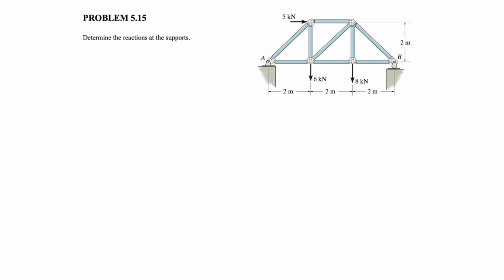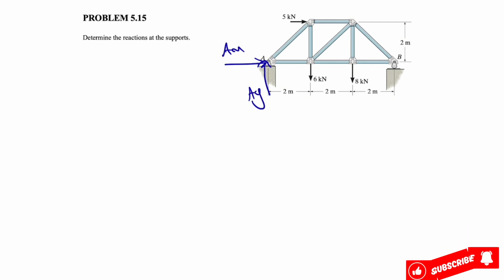So we're gonna start with the reactions at the 2 supports that we have. We have a pin at point A, which means we have both AX and AY components. Let's show the AX in here, AY, and since it's a pin, there is no moment at point A. We have a rocker support at point B, which means we only have a normal force. Let's call that one NB.